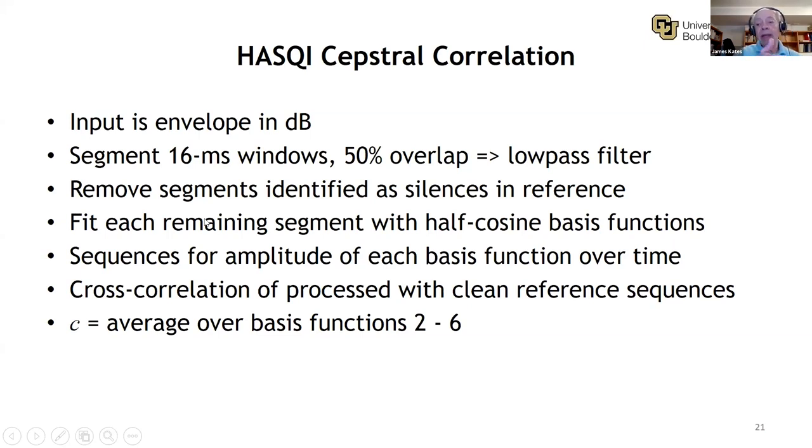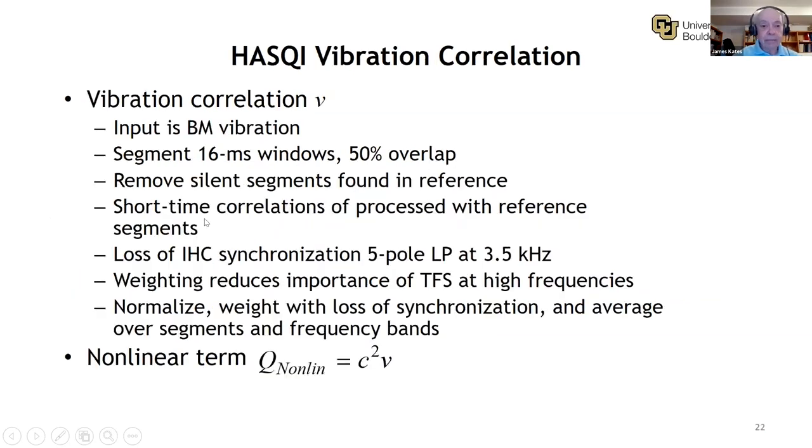And again, we look at how those change over time, and we cross-correlate changes over time for the processed signal with changes over time for the clean reference signal. And we then average over basis functions 2 through 6, half a cycle per spectrum to 2.5 cycles per spectrum. And that gives a value denoted as C.